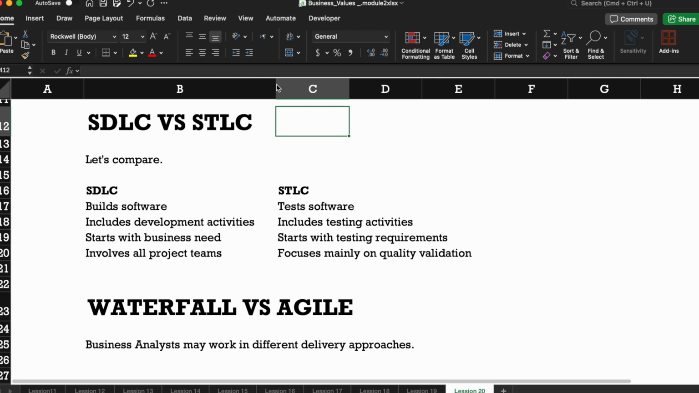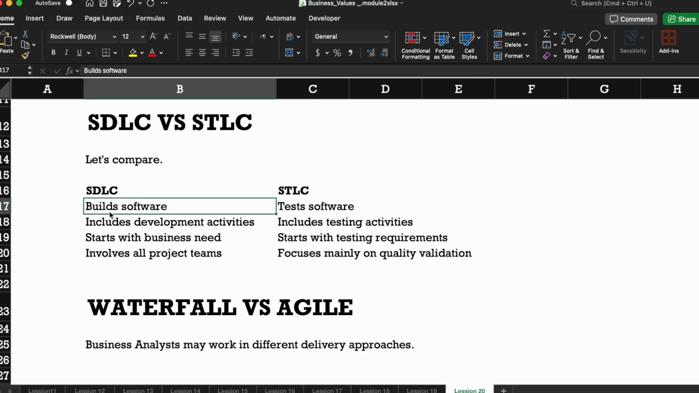Let me make it a little bigger. Okay, the software build here is SDLC. In STLC, testing: test software. SDLC includes development activities, STLC includes testing activities. SDLC starts with business needs, STLC starts with the testing requirements. SDLC involves the whole project team, STLC focuses mainly on quality validation.